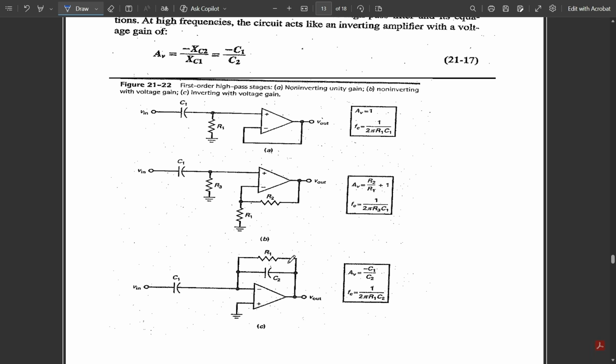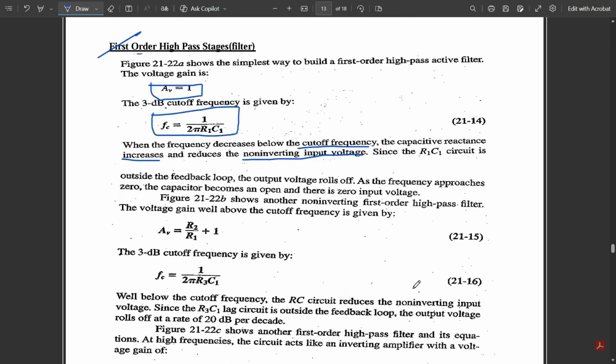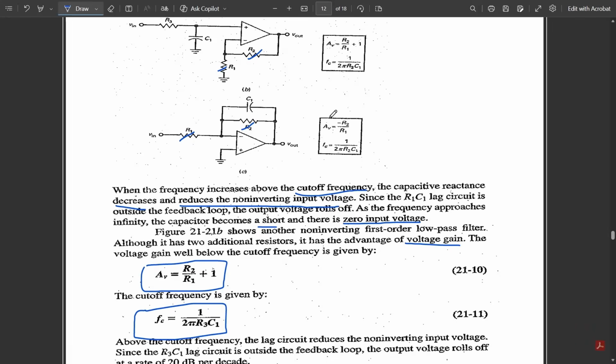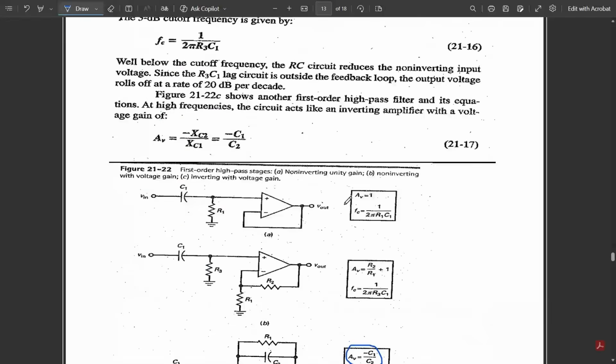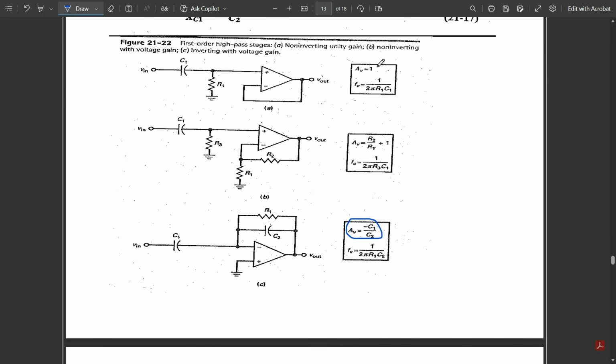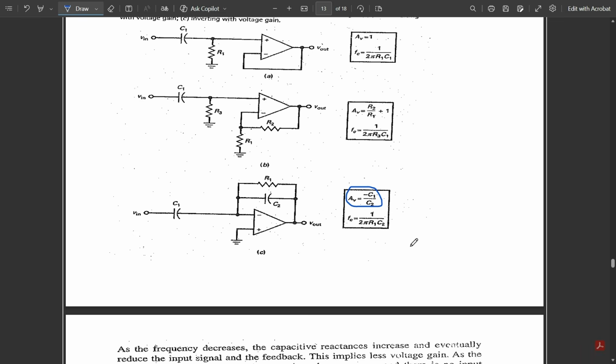In the third stage, for the inverting stage, instead of resistors, we are using two capacitors. So you see here the value of voltage gain for the inverting amplifier with respect to the high pass filter is minus C1 by C2. If you compare this with the low pass filter, it is minus R2 by R1, right? Here it is minus C1 by C2. That's the only change, and all the rest remains the same.